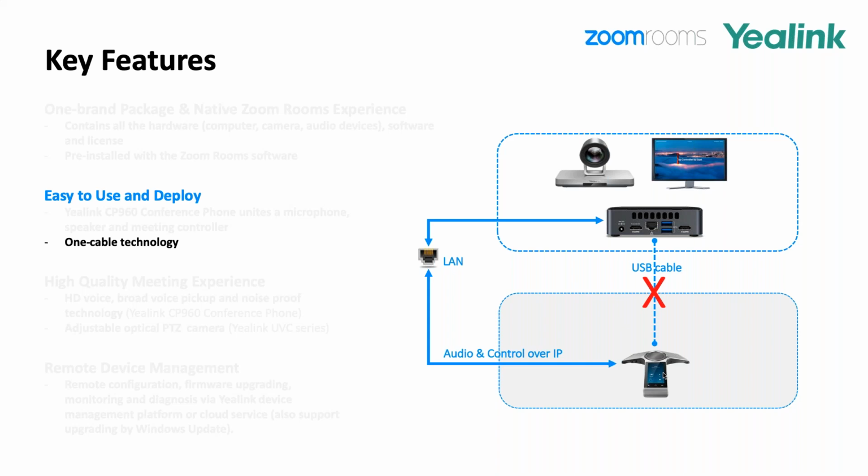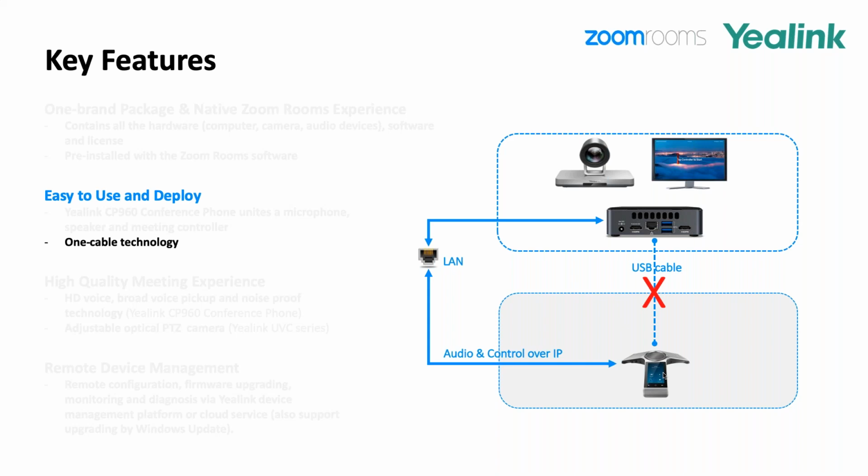A feature that Yealink is pretty proud of that they were able to develop with this product is just the ease of use to deploy the different components. And in this particular slide, we're talking about the one cable technology that allows us to connect the CP960 to the Intel NUC PC that is the brain, if you will, of the product bundle. So with the CP960, when we connect it all back to the mini PC, you can actually connect it by Ethernet cable as long as the mini PC and the CP960 are connected to the same LAN, or you could also do a wireless connection.